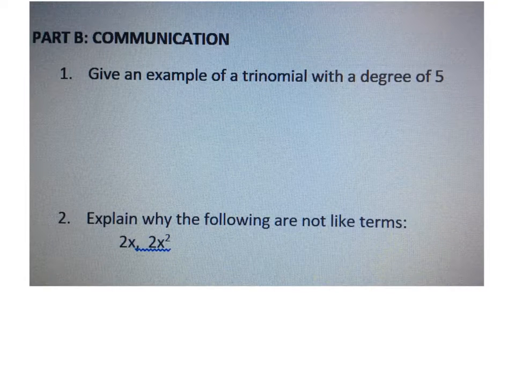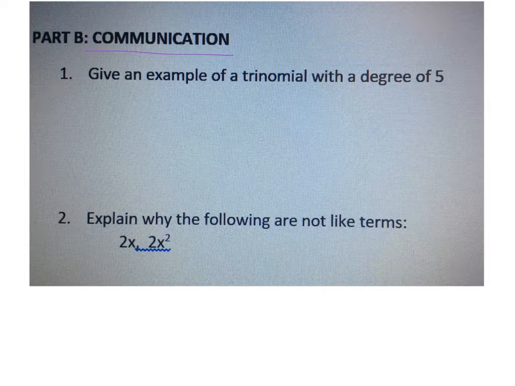Now, part B of our tests is a little bit different than what you may be used to. In part B, I have it labeled as communication. What I'm looking for is for you to communicate to me that you understand the concepts that I'm asking about. When I say communicate to me, you can use words, an example, a diagram, anything that helps you explain what the concept is asking about.